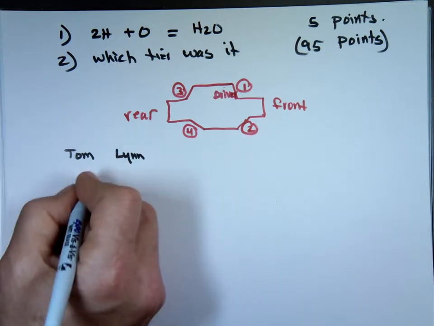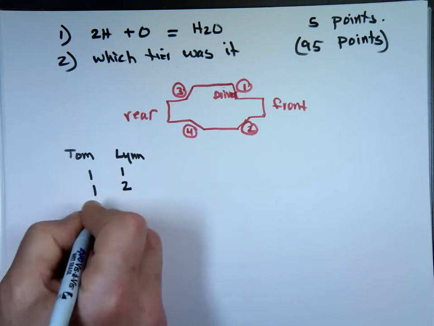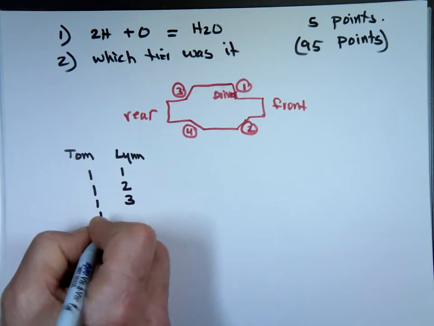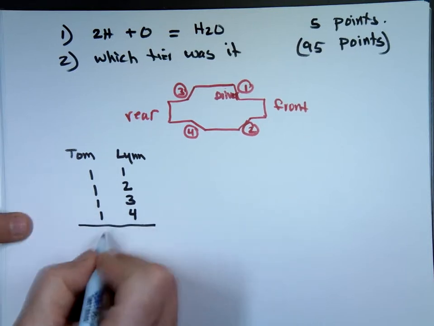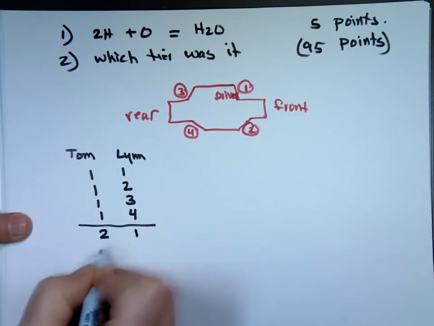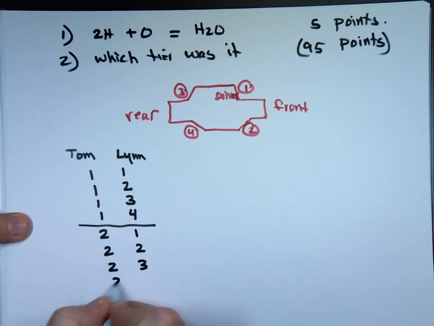Tom said tire 1, Lynn said tire 1. Tom will say 1, Lynn might say 2, 3, or 4. Or Tom will say it's tire 2, and Lynn will say 1, 2, 3, or 4.